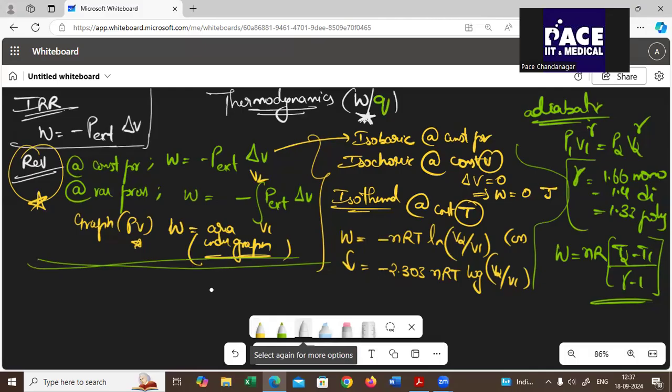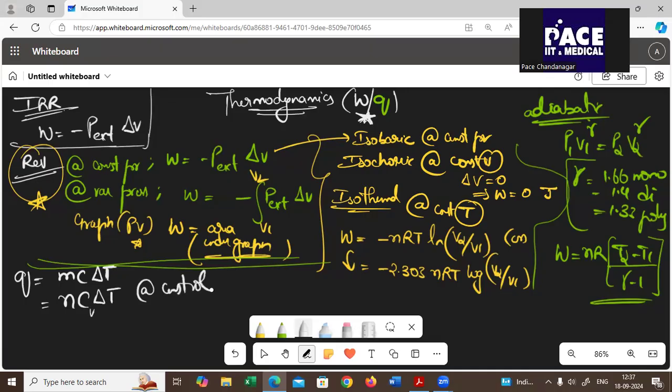Okay, now let us talk about heat. Heat Q is equal to mc delta T, where c is nothing but your specific heat capacity. This is generally for physics, but for us in chemistry, it is nC delta T. I would say nCv delta T at constant volume, and nCp delta T at constant pressure. These are the two things we have for Q. Q is equal to nCv delta T at constant volume and nCp delta T at constant pressure.